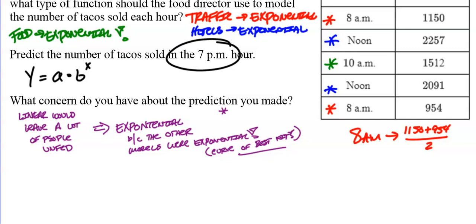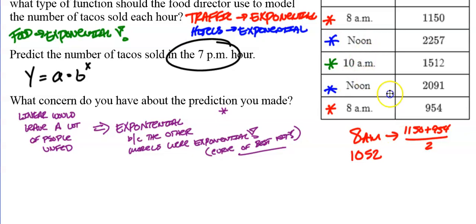Plus 954, and divide that in half, and we get 1052. So at 8 a.m. we have 1052 as our starting mark for averages. Because that's between the 2 dots, the curve of best fit would be somewhere between those 2 points. That's the point in the middle.